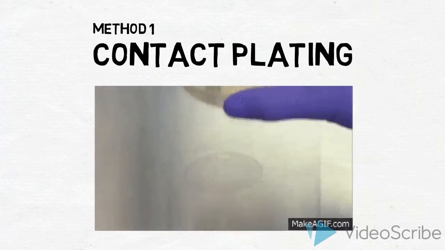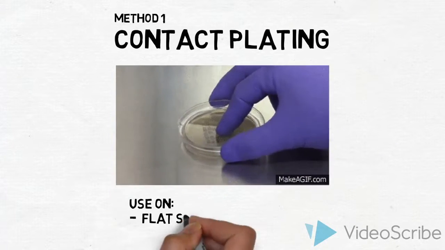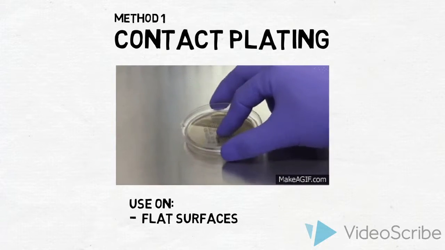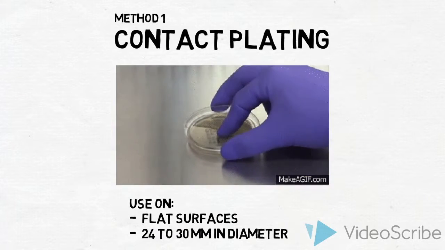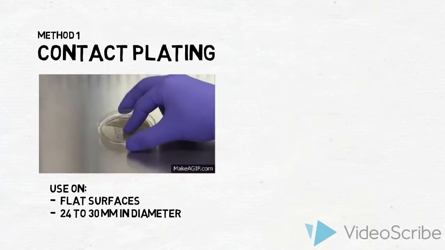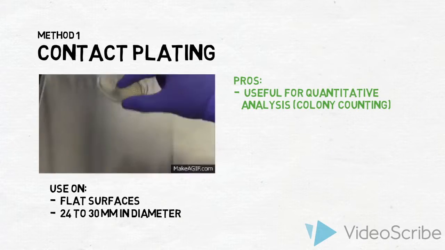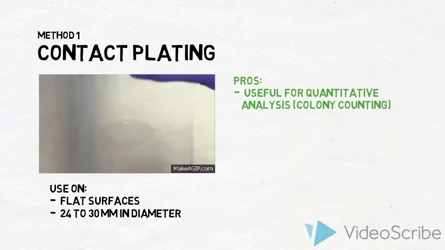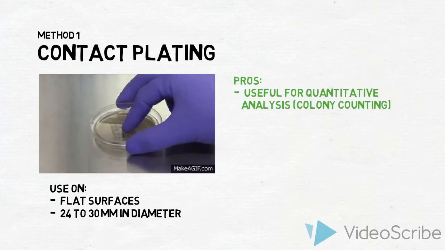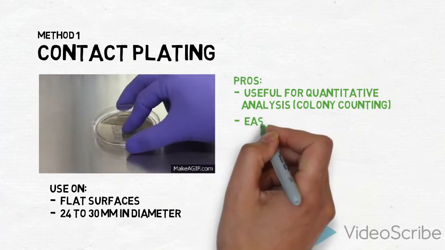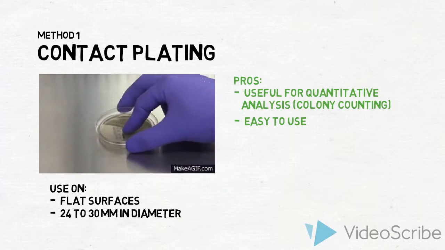It is usually used on flat surfaces like laminar airflow workbenches, walls and floors, and the plates are 24 to 30 mm in diameter. Its advantages are that it can be used for quantitative analysis, which reveals the number of viable microorganisms via the number of colony-forming units per plate. Also, it is easy to use.